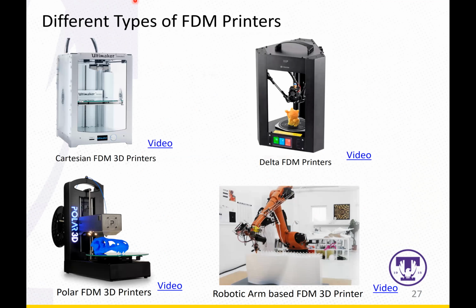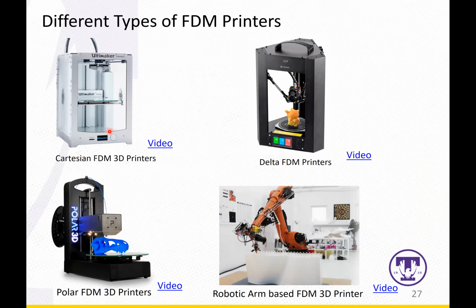I like to talk about this kind of aspect of FDM. As you can see, there are different types of fused deposition modeling printers, and the way to differentiate them is the degrees of freedom or the motion used for these systems. This Ultimaker 2 is the one we mentioned in the previous slides.